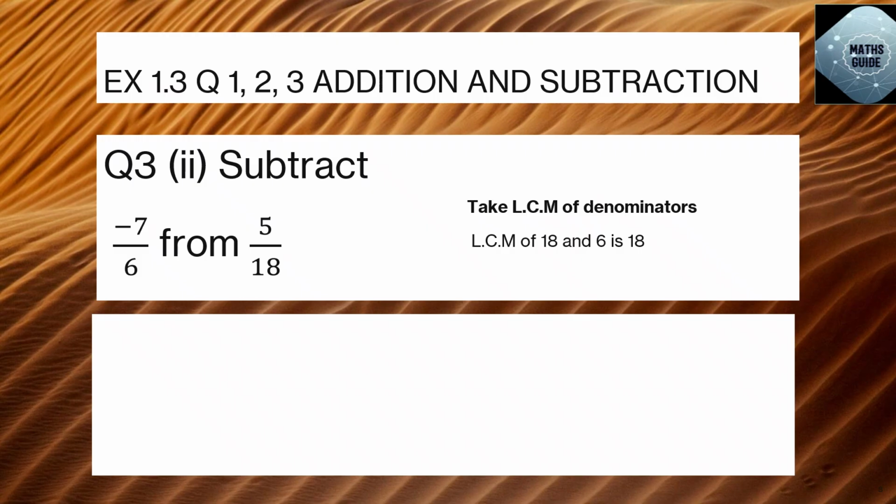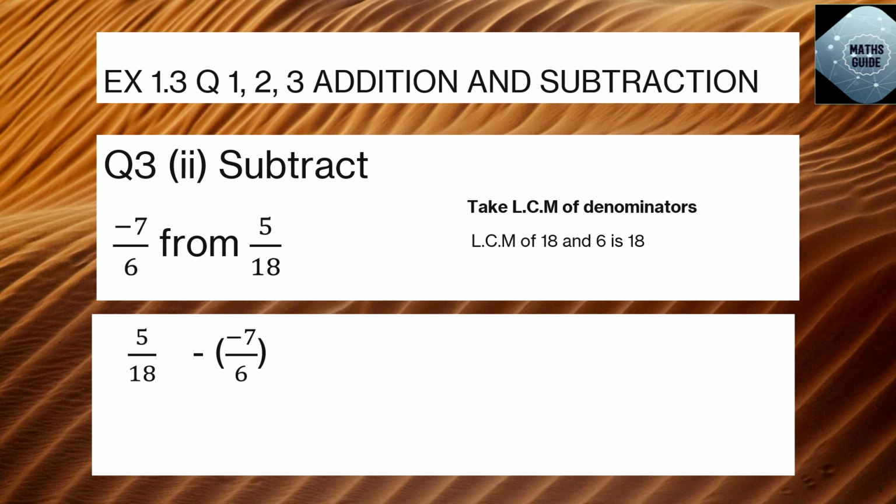Now exercise 1.3, question number 3, part 2. This time we have to subtract. What? We have to subtract minus 7 by 6 from 5 by 18. It means 5 by 18. We will write it first, and we will subtract minus 7 by 6 from this, and we will write this fraction later. So this is our final question, that we have to subtract minus 7 by 6 from 5 by 18.